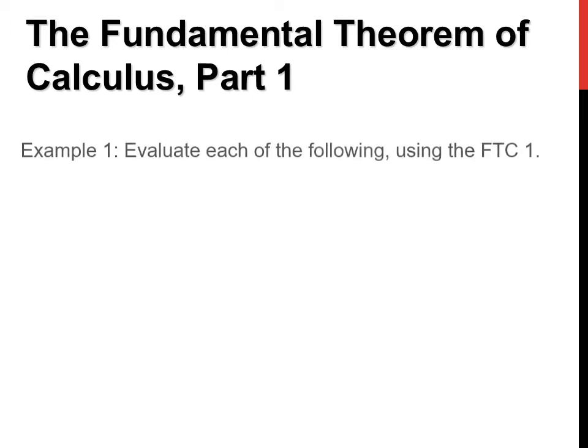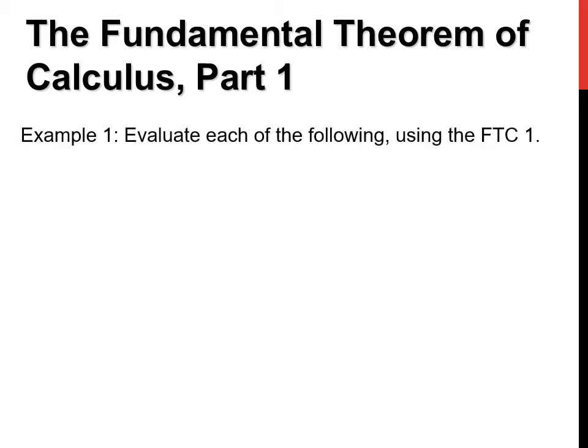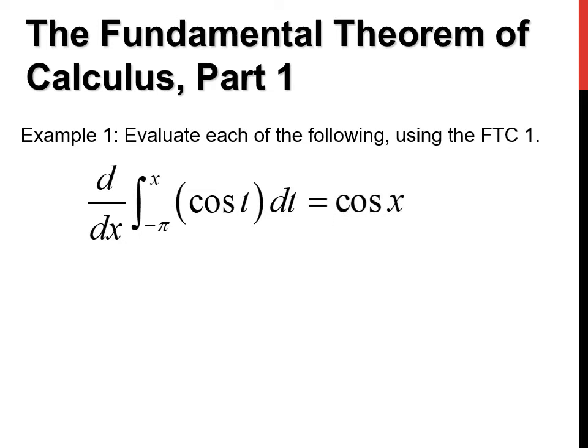Let's see the first example of our lesson. Evaluate each of the following integrals using the fundamental theorem of calculus part 1. The derivative of the integral of cos t dt from negative pi to x is equal to how much? We say that the derivative of an integral is the function itself. We only need to replace the upper limit of integration x by t, and then our answer is cosine of x.